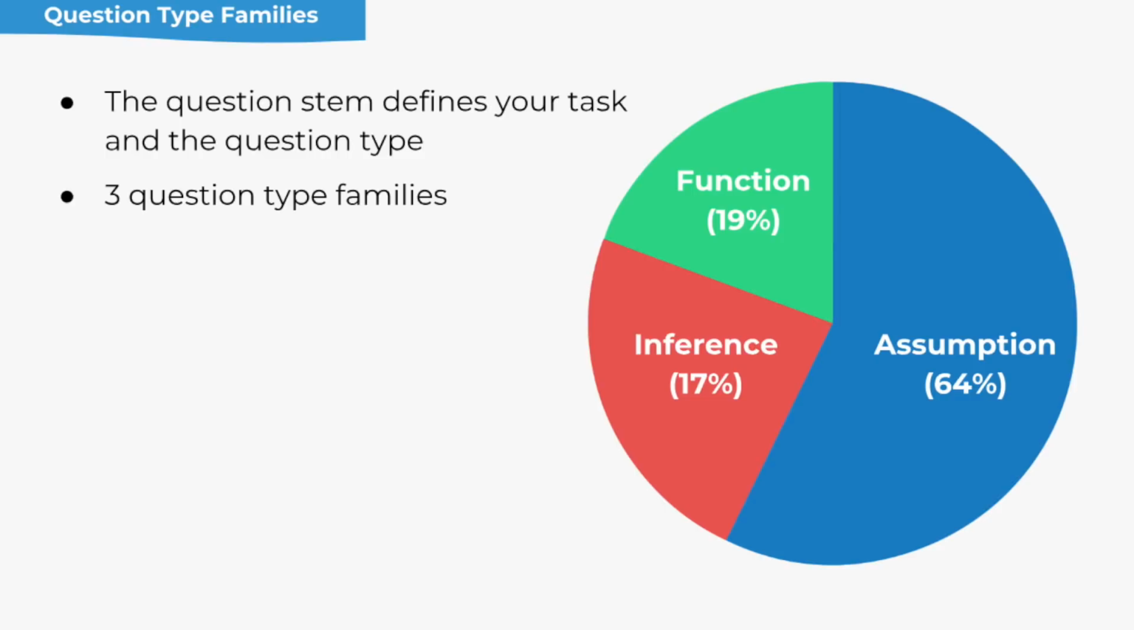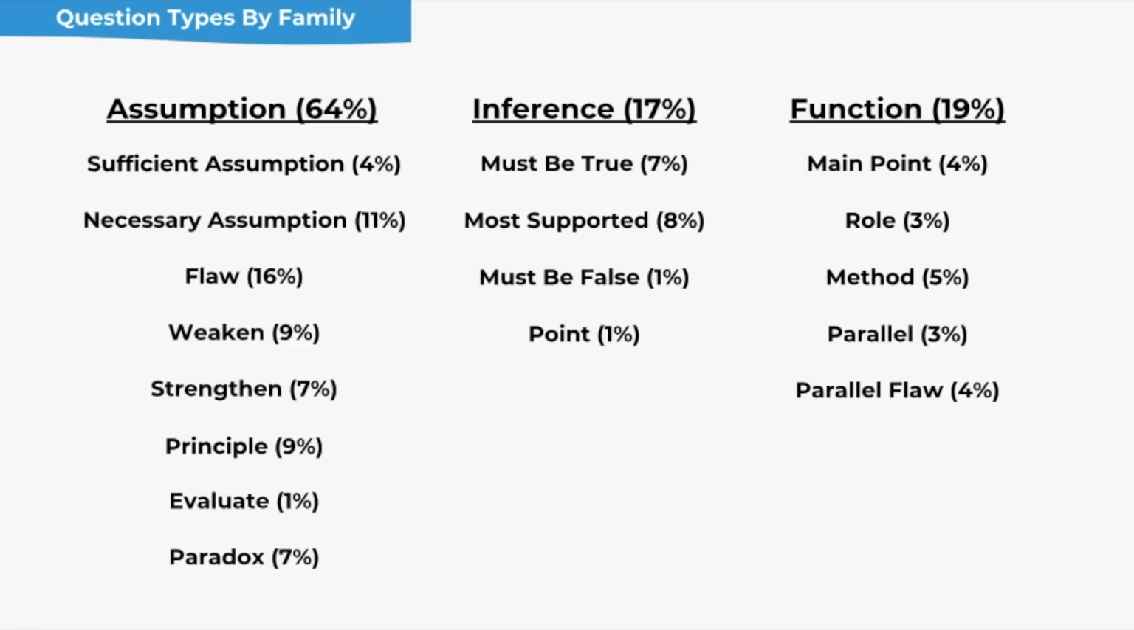So if we look at each of these families and their individual question types, 64% of all questions belong to the assumption family, with necessary assumption at 11% and flaw at 16%. So some of the biggest question types out there belong within the assumption family. Within the inference family, 17% of all questions belong to that family, and must be true and most supported play major roles. And within the function family, the questions that ask you to either describe the method of reasoning or find the main point or parallel the reasoning are the major players there.